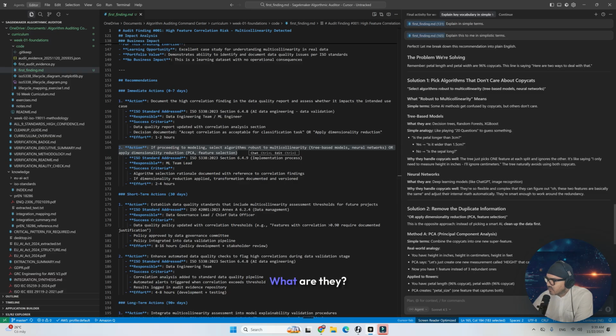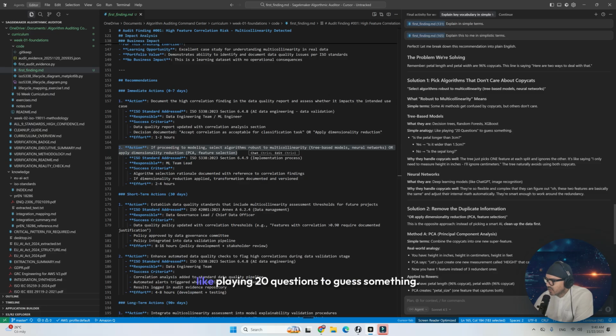Tree-based, what are they? Decision trees, I know about them. Random forests, I know about them. XGBoost, I've been using that, but I don't know what it is. It's in my SageMaker training examples, and I've always seen that and wondered what it means. Now I can find out.